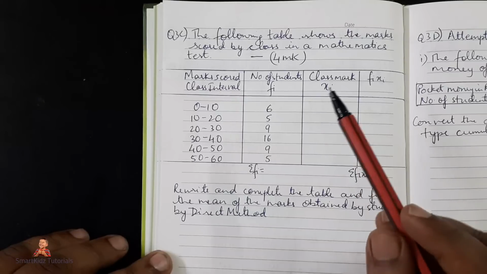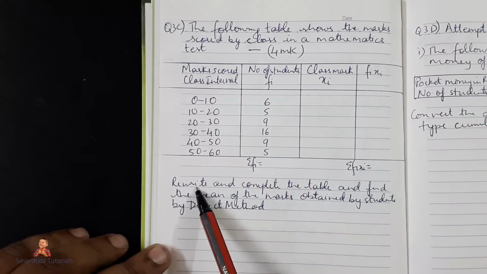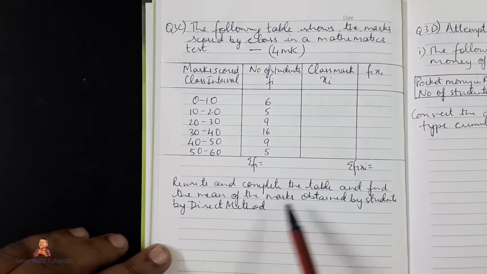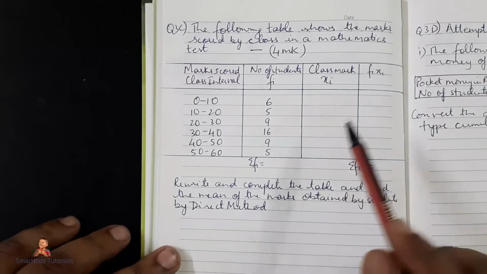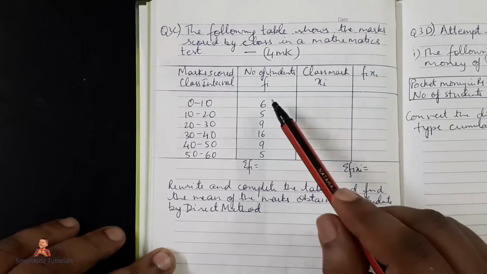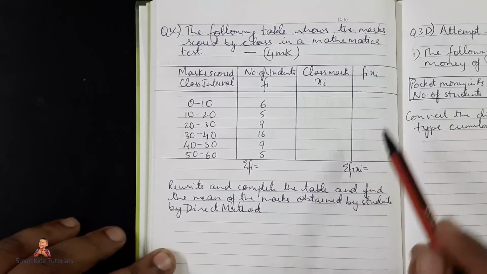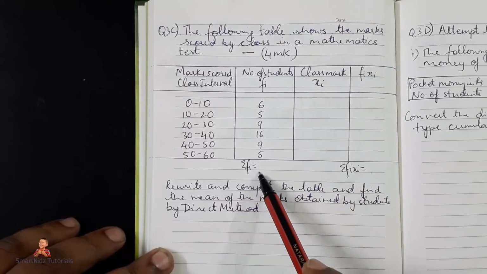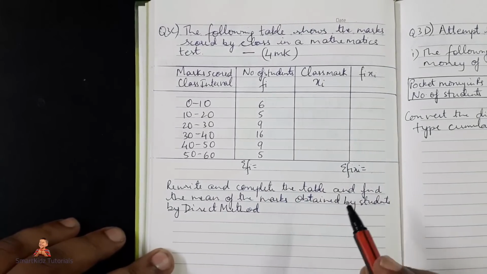So we need to find the mean over here, and the question says rewrite and complete the table and find the mean of the marks obtained by students by direct method. So for direct method, all you need to find out is the class mark and then multiply the class mark into the frequency to get Fi Xi, and you'll have to total that up, including totaling of the frequency, and we'll use it in a formula to find the mean by direct method.